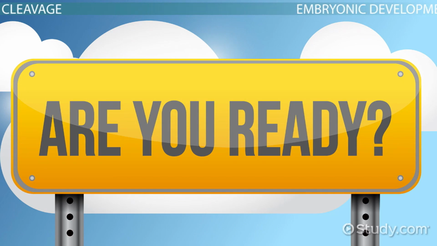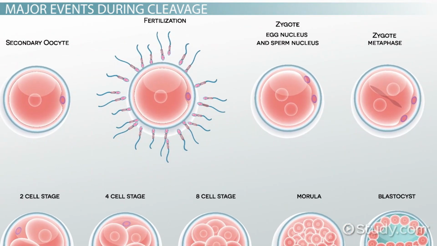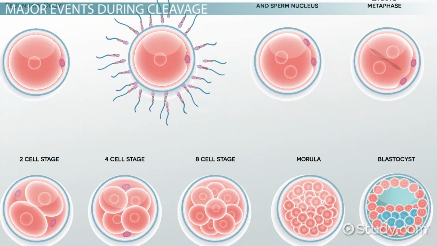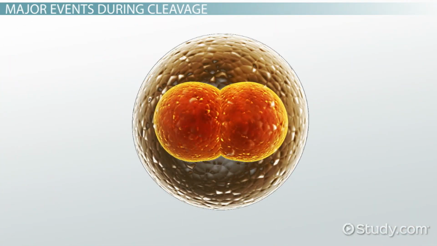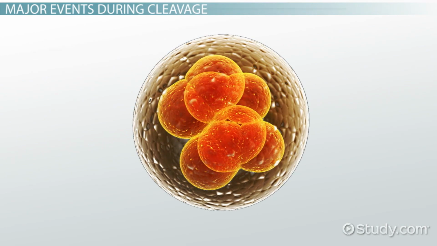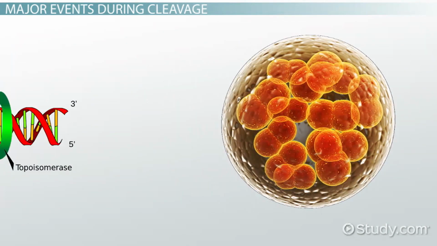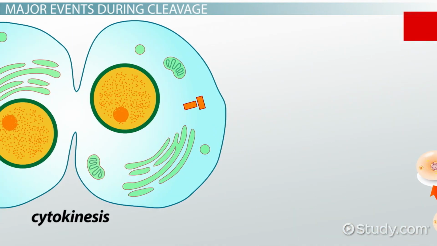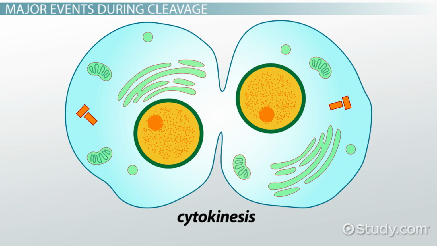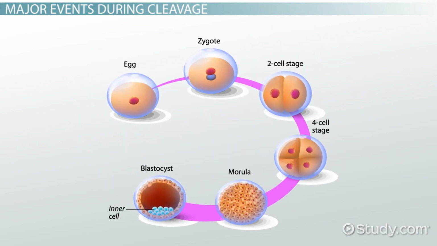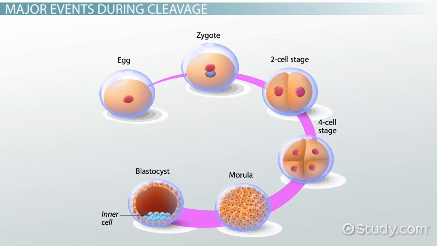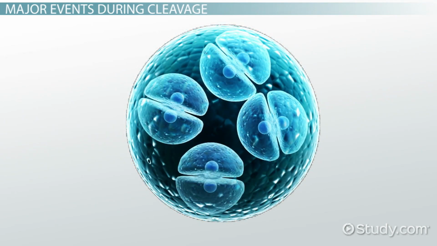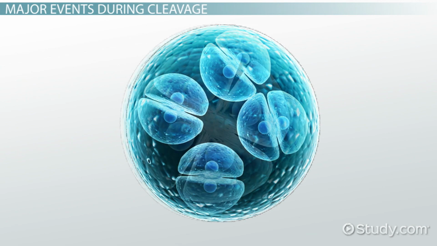Ready to get started? There are some really important things that happen during cleavage, as well as some processes that are essentially put on hold. The cell is dividing incredibly fast during cleavage, which means that the processes that go along with cell division, such as DNA synthesis, mitosis, and cytokinesis, also occur at rapid-fire speed. But during this time, very few new proteins are made. The embryo also doesn't do much growing in terms of size during cleavage. It stays the same size as the zygote.